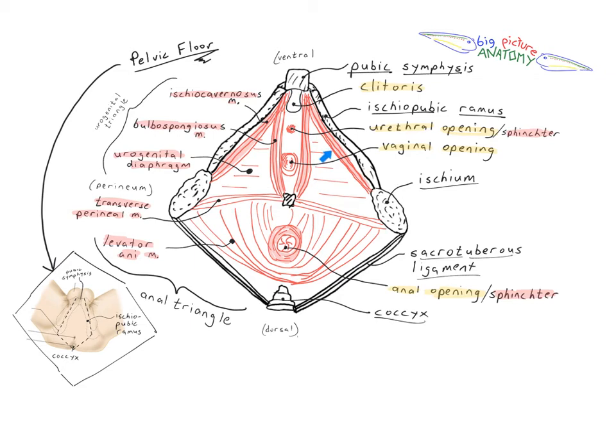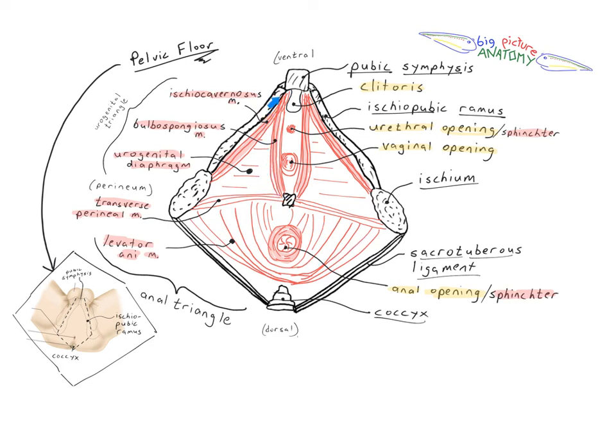In summary then, we're having a view of this diamond-shaped region that forms the pelvic floor, defined by the pubic symphysis, the ischial tuberosities, and the coccyx. The anal triangle part of it has the anal sphincter and opening, and the rest of it is a flat muscle called the levator ani that fills it in.